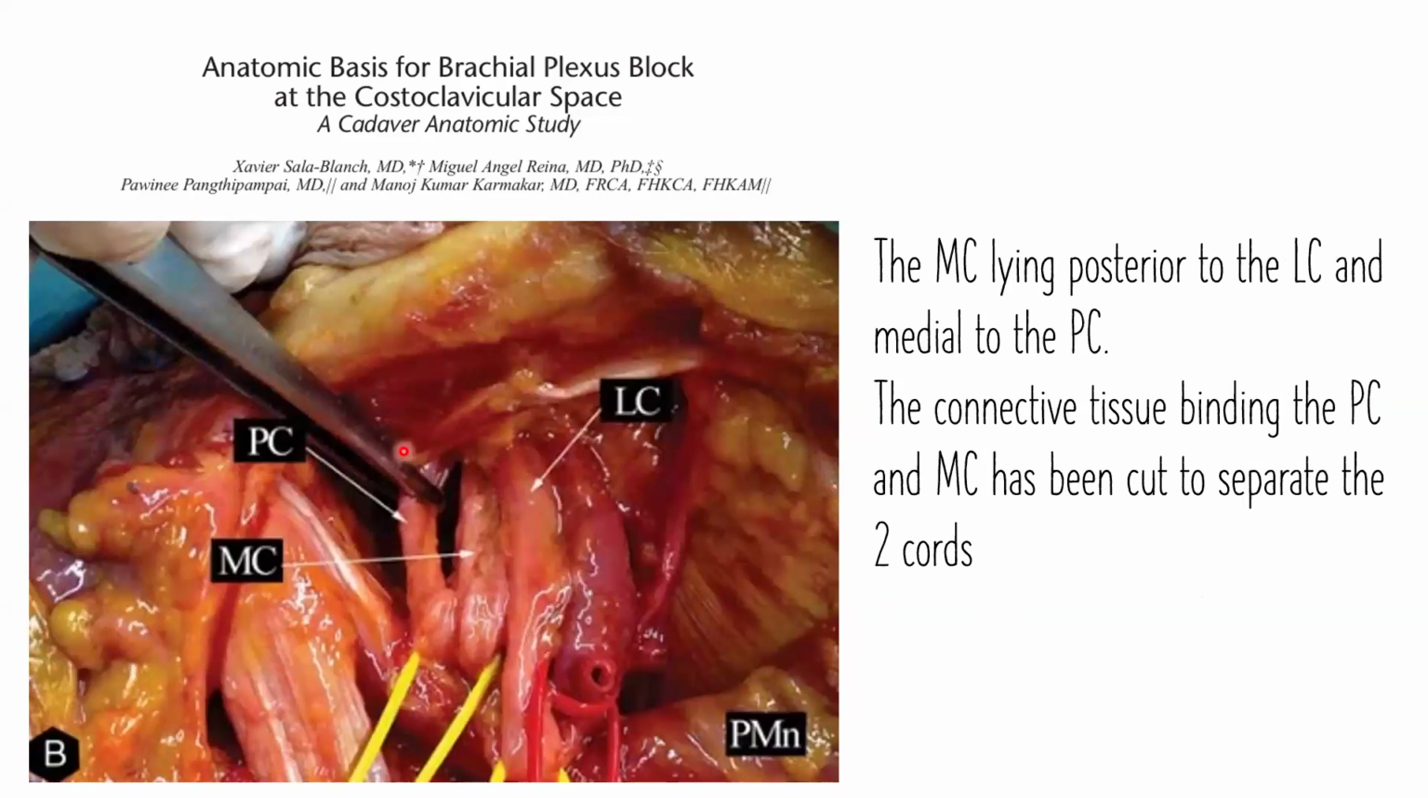So once they pull the posterior cord, you can see the medial cord, they find the middle cord, which is more posterior to the lateral cord. So this particular topography is maintained. Lateral to the axillary artery is the lateral cord, posterior to the lateral cord is the medial, and posterior to the medial cord is the posterior cord. So the connective tissue now has been cut in between these two cords to demonstrate that they are in one single circumneurium.